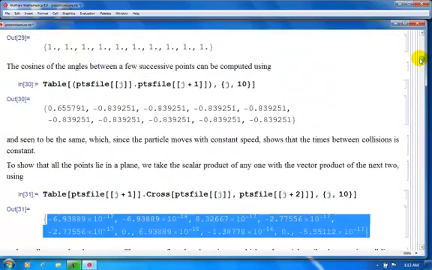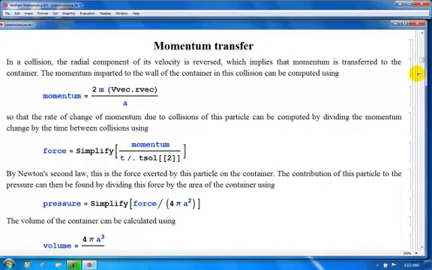So every time a particle strikes the wall of the container, its radial component of velocity is reversed, and that must imply, by the principle of conservation of momentum, that an amount of momentum equal to twice the radial component of the velocity is transferred to the container. And perhaps I should say here that the reason we want to have the momentum changes is that this will eventually give us an expression for the energy.